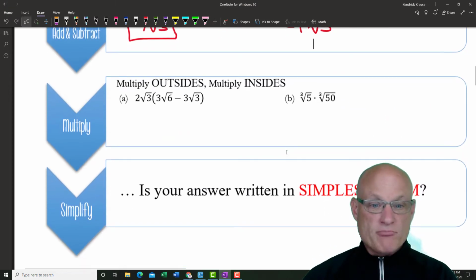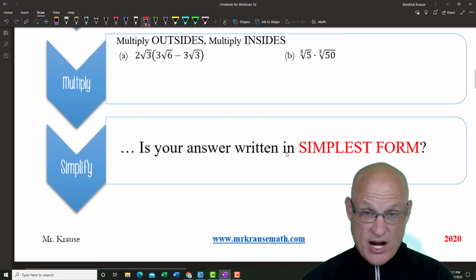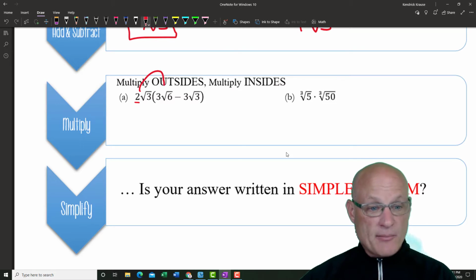Multiply the outsides, multiply the insides. In other words, you're going to multiply the numbers together that are outside the radical and then multiply the things that are inside the radical. So here we're going to use the distributive property clearly, right? So 2 times 3 is 6. The square root of 3 times the square root of 6 is the square root of 18. Then we're going to multiply here.